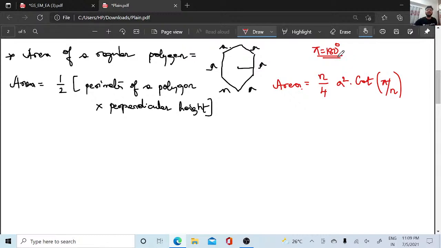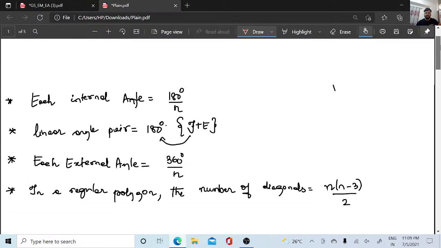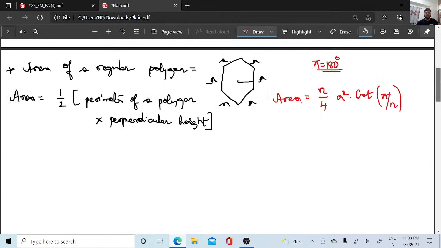Why is it 180 degrees, sir? Because a linear angle pair always makes an angle of 180 degrees. So these were the small concepts when you go with polygons.